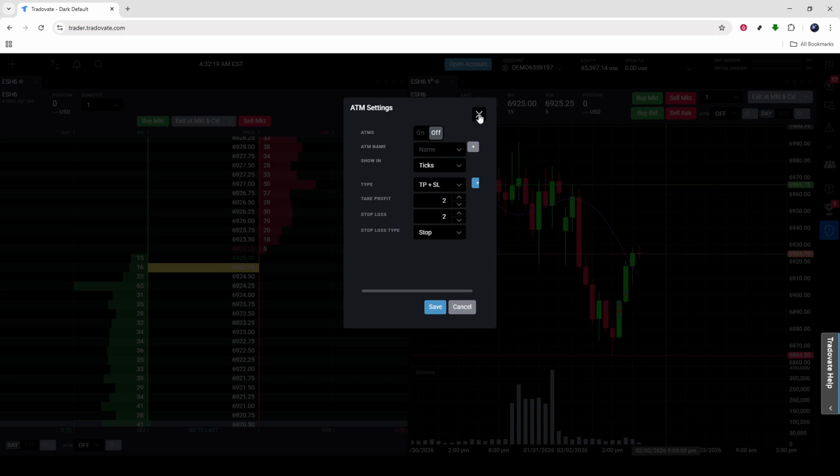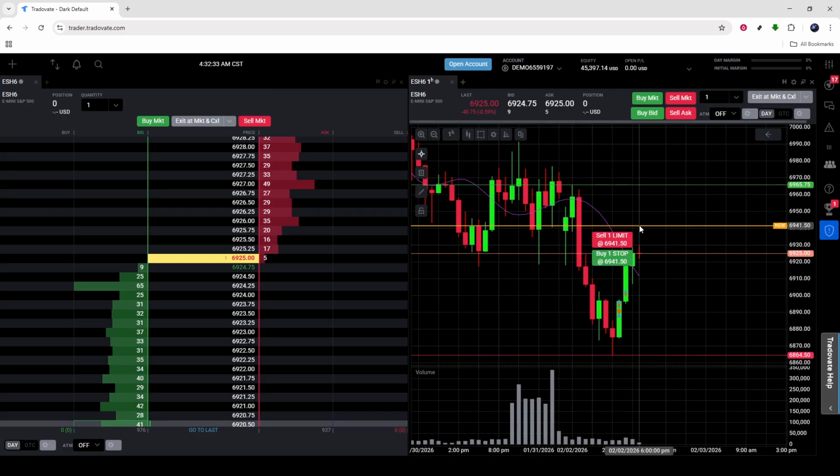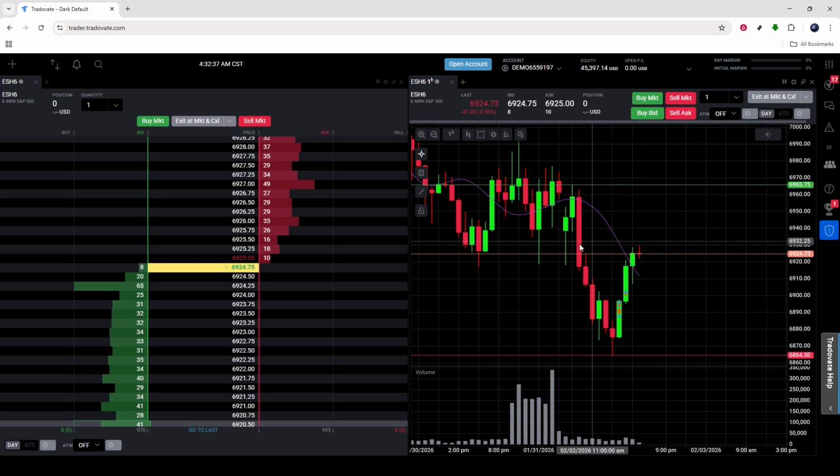Now, choose your order type. A market order fills immediately at the best available price, which is useful when speed matters more than precise pricing. A limit order sets the highest price you're willing to pay when buying, or the lowest price you're willing to accept when selling. It gives you control, but may not fill if price doesn't reach your level.